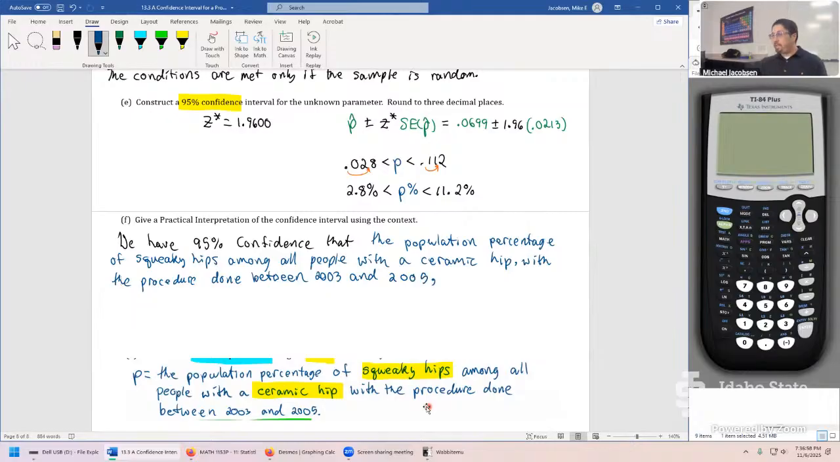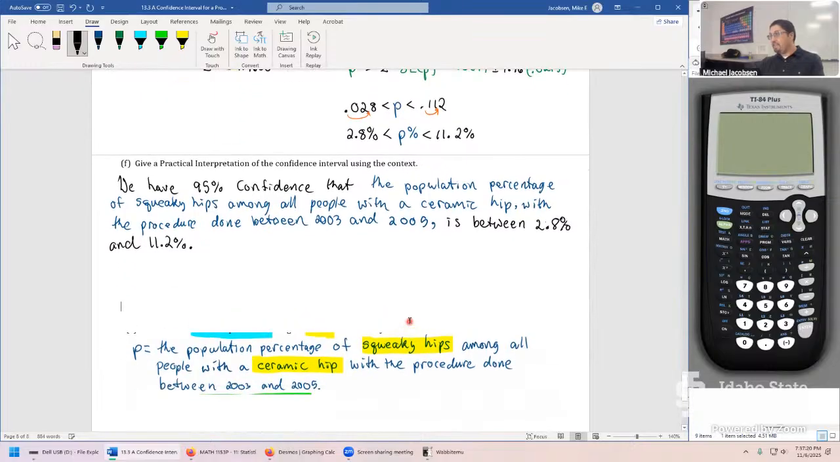Okay, so that's a big run-on statement so far, but we're saying the percentage of squeaky hips among that particular population is between 2.8% and 11.2%. So finally, that's the end conclusion to this problem.